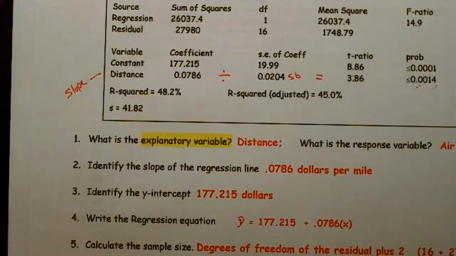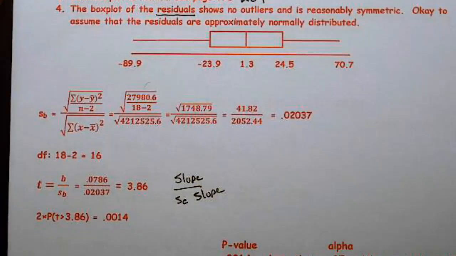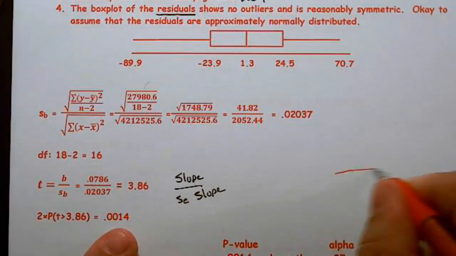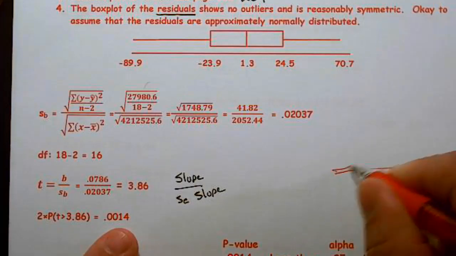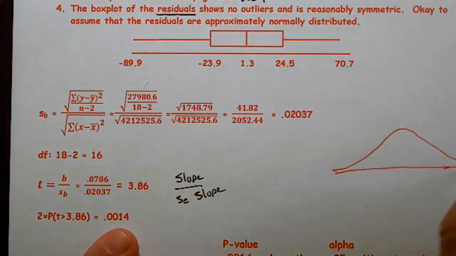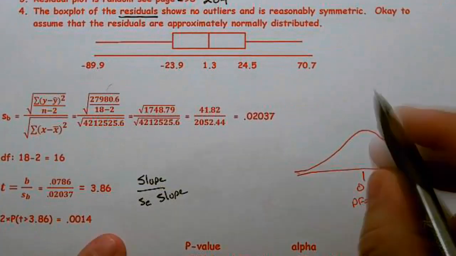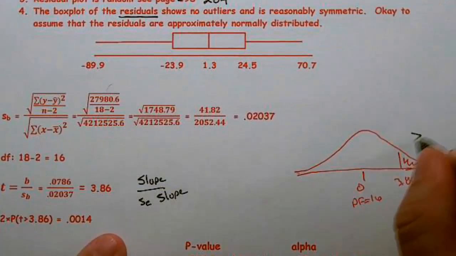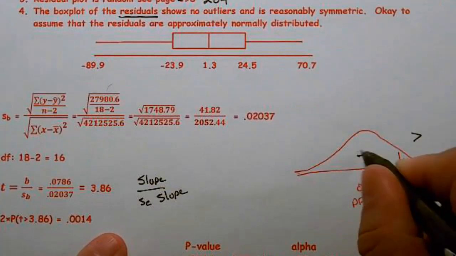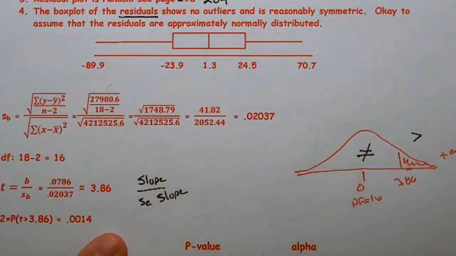But there's a problem with that. And the problem is we ended up with this. We have a t distribution centered at 0 with the degrees of freedom equal to 16. But we have a t statistic of 3.86, and we took it to positive infinity. That's what we did. The problem is that's just a greater than. And what we really need is a not equal to statement.